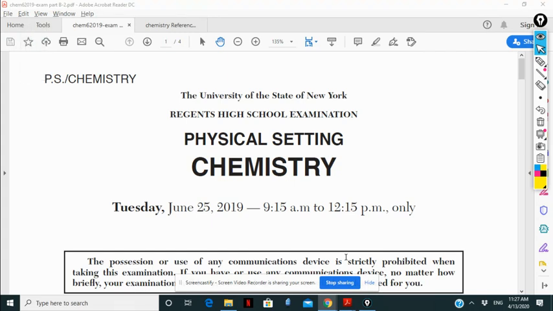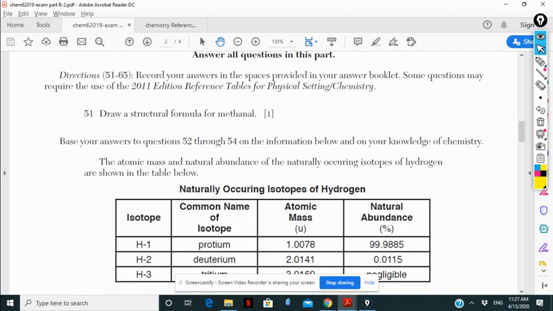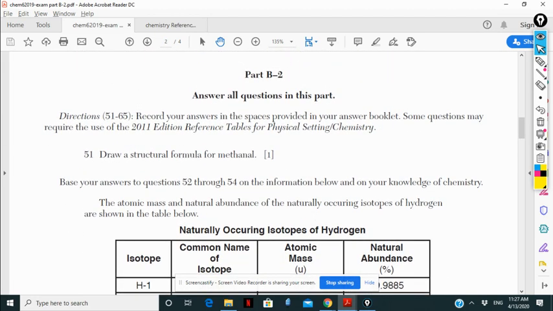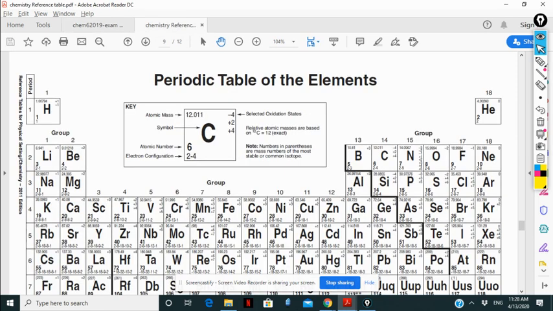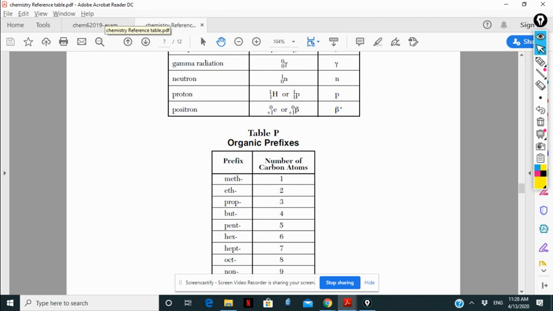Today we'll continue doing the Chemistry Regents for June 2019, part B2. In part B2, the first question asks you to draw a structural formula for methanol. So I'm going to the reference sheet. "Meth" means I have only one carbon. So here is one carbon.